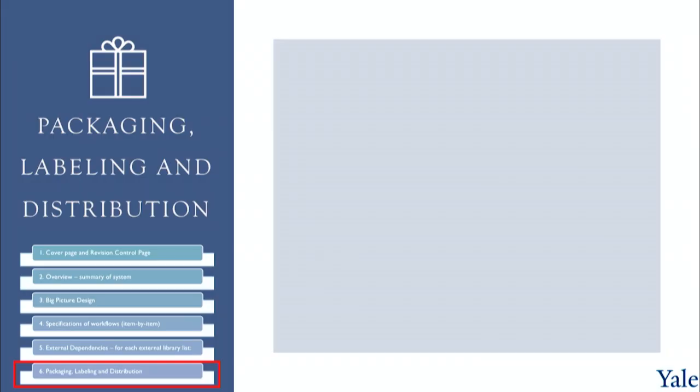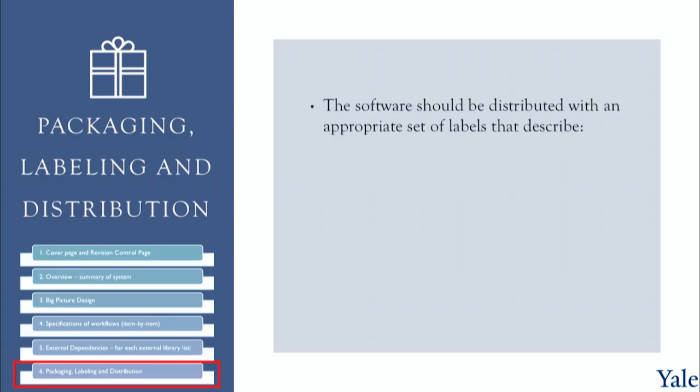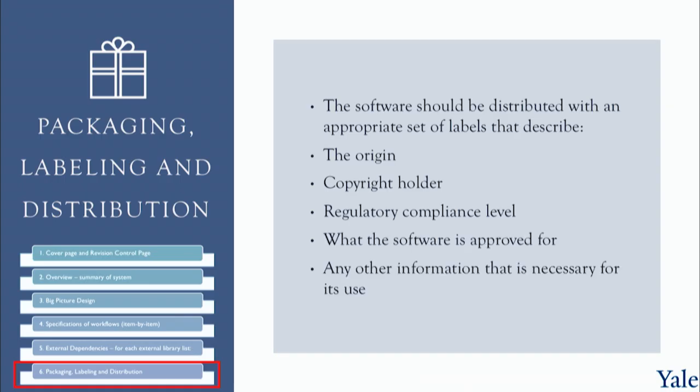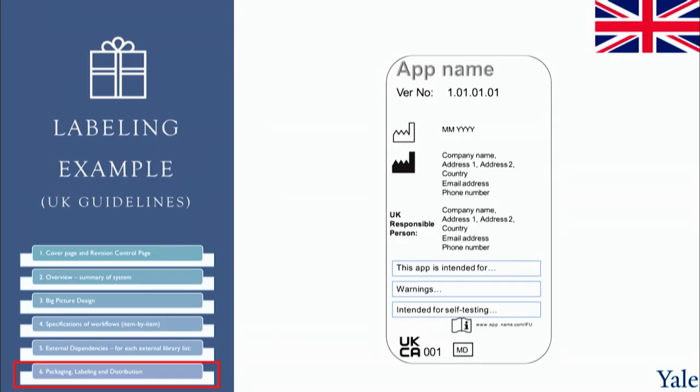So the final step is this concept of packaging, labeling, distribution. The software should be distributed with an appropriate set of labels that describe the origin, the copyright holder, the compliance level, what the software is approved for, and any other information that is necessary for its use. To give an example, this comes from the UK guidelines, and this is what they expect to see for mobile apps that get sold on app stores. This is the type of labeling they see. So the month and the year, the company, what the app is intended for, warnings, and this is the UK mark of compliance here, the UKCA mark. That's the equivalent of a CE mark for the United Kingdom right now.